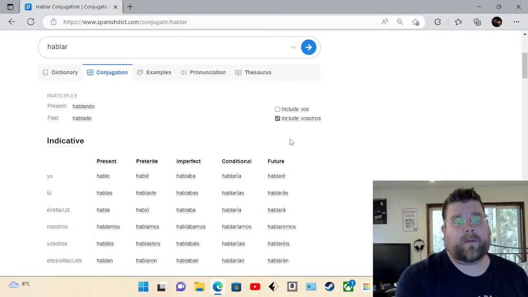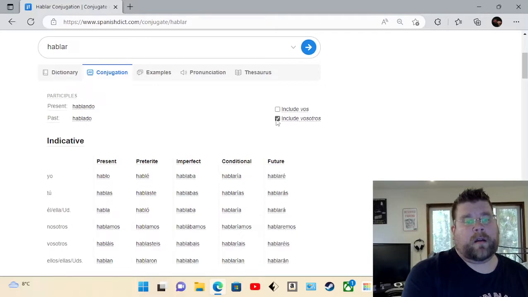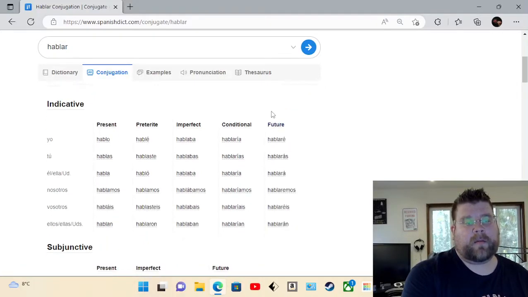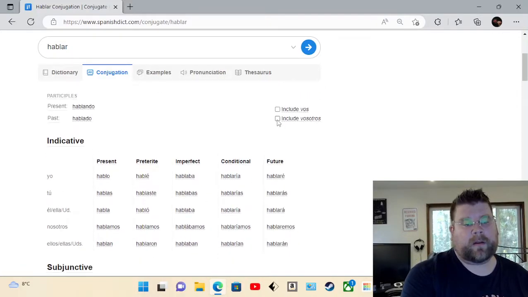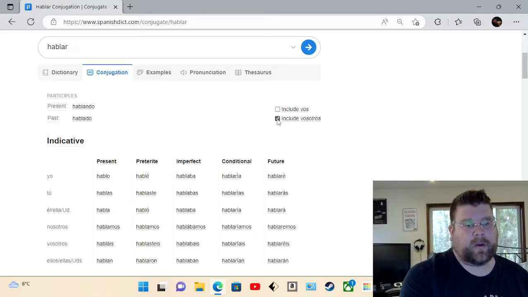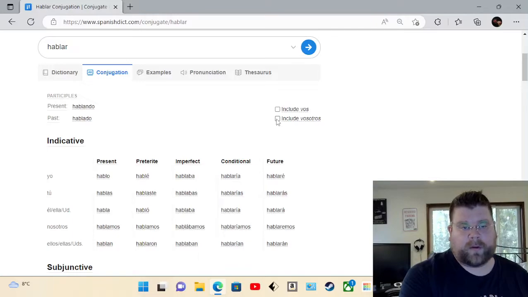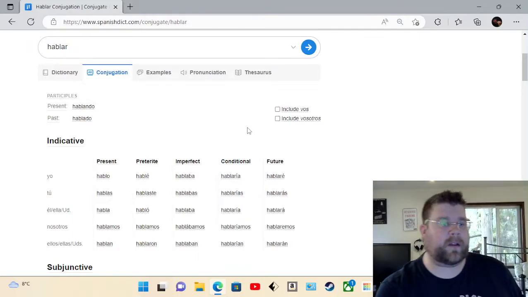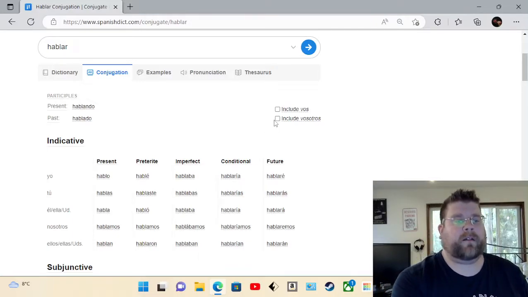And then there's this really convenient check mark where you can instantly add or remove vosotros according to what kind of Spanish you're studying. So take advantage of that as needed, and also vos.